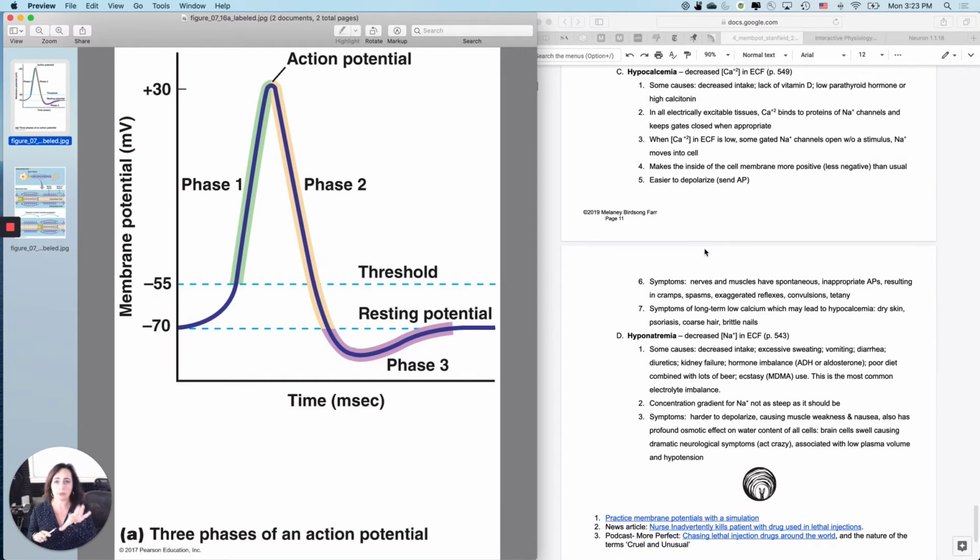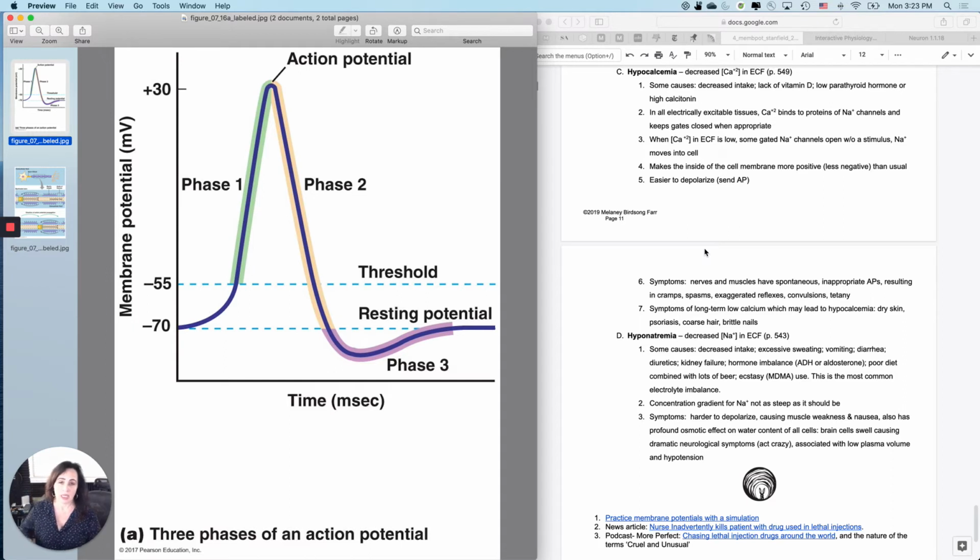So this one, we haven't talked about calcium's role in this very much, but it's kind of interesting. With calcium, hypocalcemia, low calcium in the extracellular fluid, causes, again, decreased intake, but massively. Lack of vitamin D, because you can't absorb calcium without vitamin D. And there's two hormones that I teach in anatomy. You may not have learned them before, but you'll learn them this semester. Parathyroid hormone and calcitonin are both responsible for regulating calcium concentration in the bloodstream.